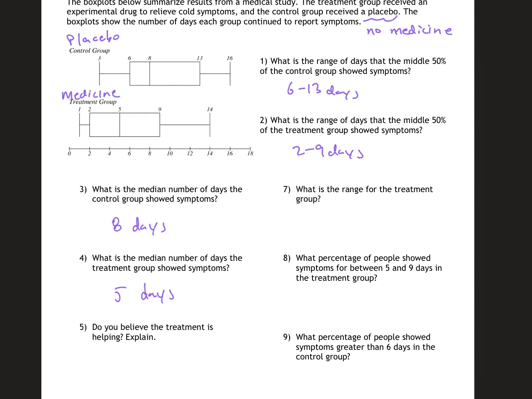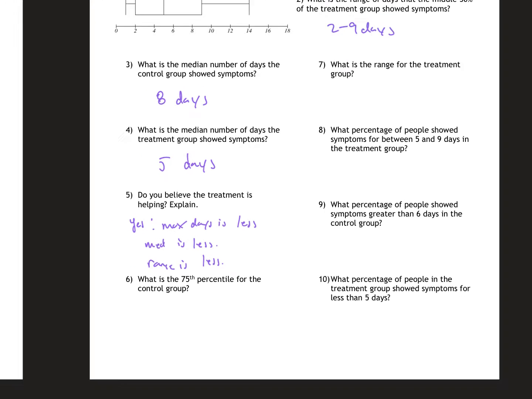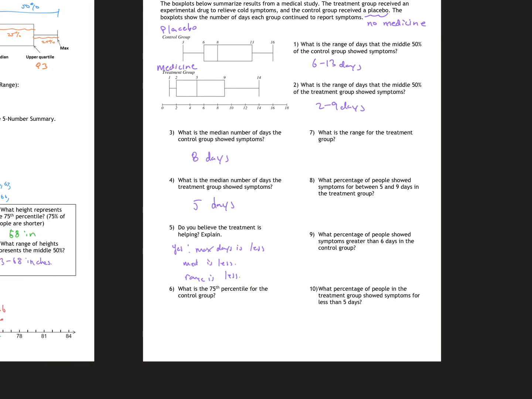All right. Do you believe the treatment is helping? All right, get a whole bunch of different answers. I would say yes. One, because the max days is less for the treatment group. Another one, the median is less. Could be another answer for the treatment group. Another one, the range is less. All these are for the treatment group as opposed to the control group. So everything is smaller, you're good to go here.